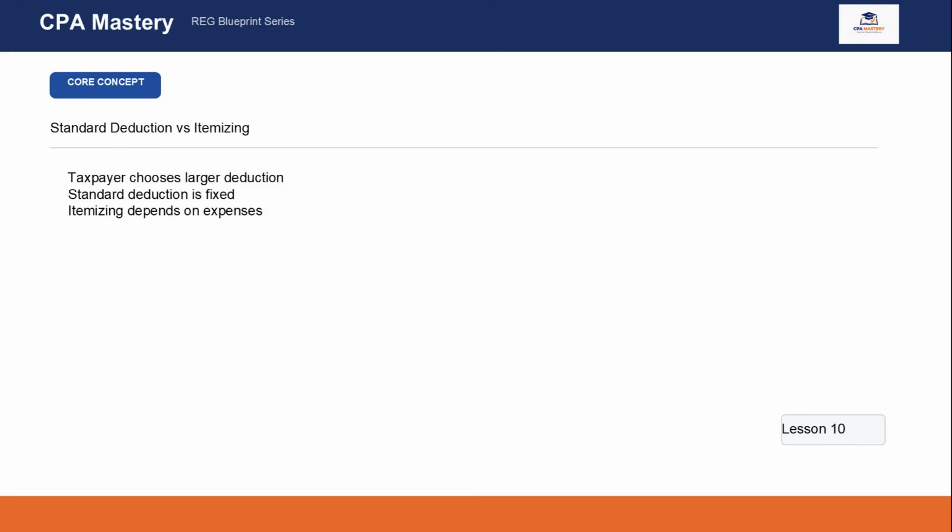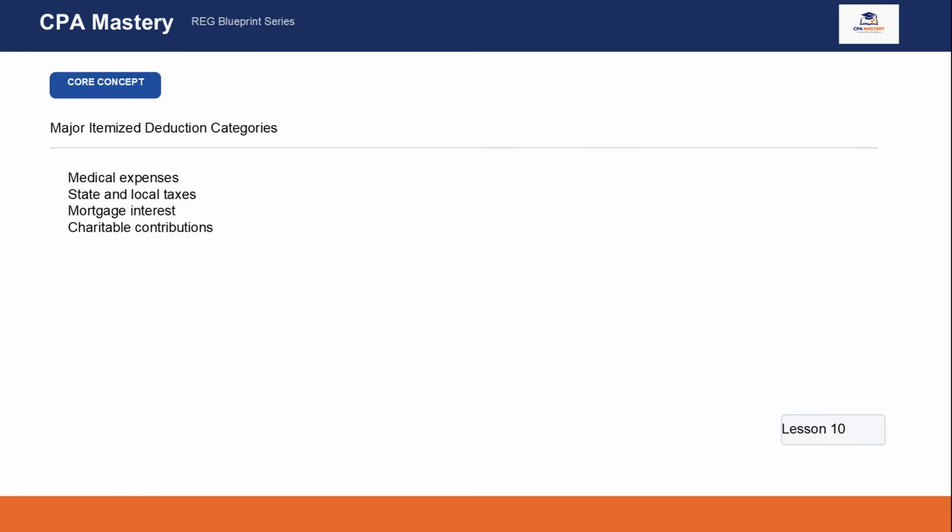Taxpayers must choose between claiming the standard deduction or itemizing deductions. The standard deduction is a fixed amount determined by filing status. Itemized deductions depend on the taxpayer's actual qualifying expenses. Because a taxpayer cannot claim both, the correct approach is to compare the two amounts and select whichever deduction produces the greater tax benefit.